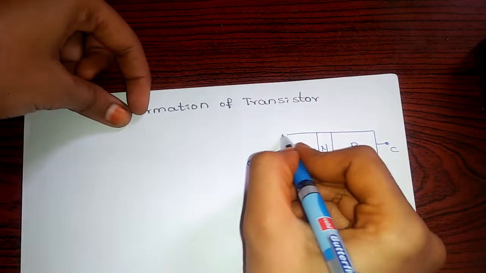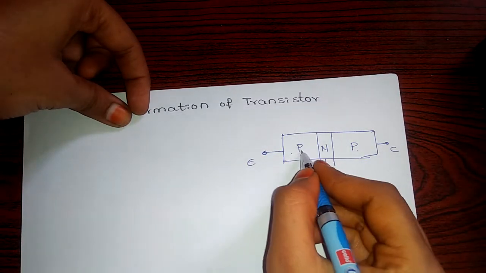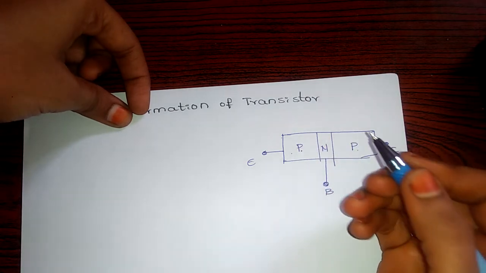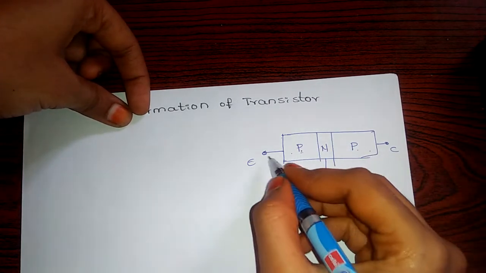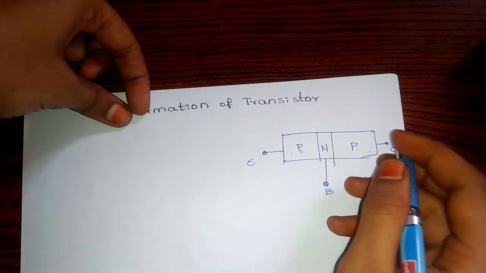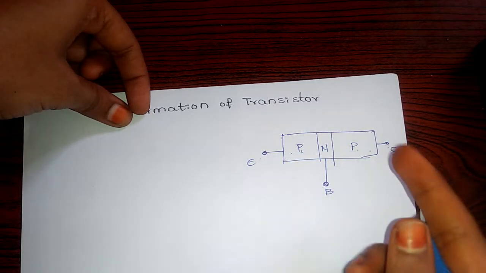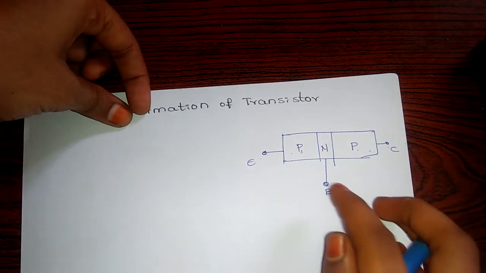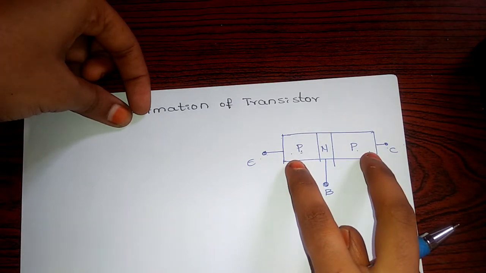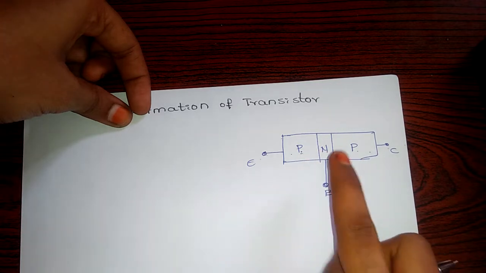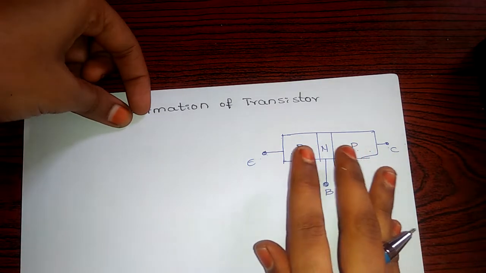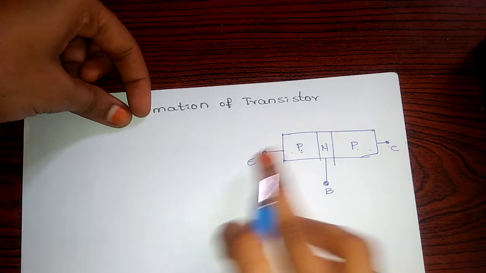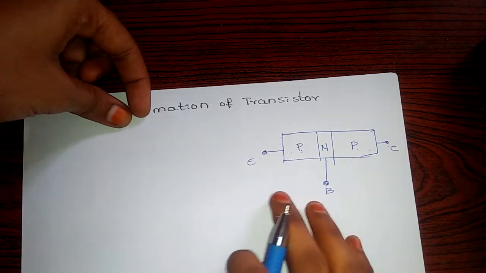Where both outer regions are of the same type of semiconductor material, P and P, their terminals cannot be interchanged, which means we cannot give the connections like collector to emitter or emitter to collector, because of course they are of the same type but their physical and electrical properties are different. So let's look at what are the physical properties of emitter, collector and base.